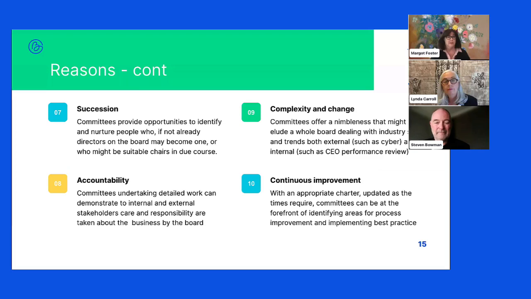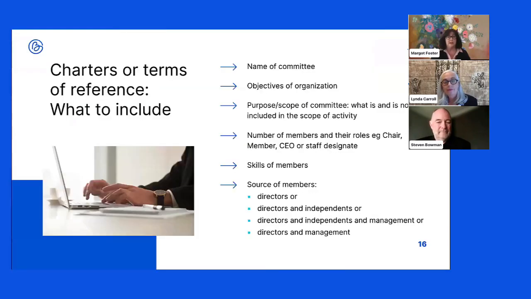Next one, thanks. Yeah, succession, which follows on from what Steve just said. Accountability, complexity and change, nimbleness that might elude the whole board, and also continuous improvement at the forefront of identifying areas for change. And one of the things boards do is become quite stultified sometimes in their behaviour about how they do things and why they do the things that they do.